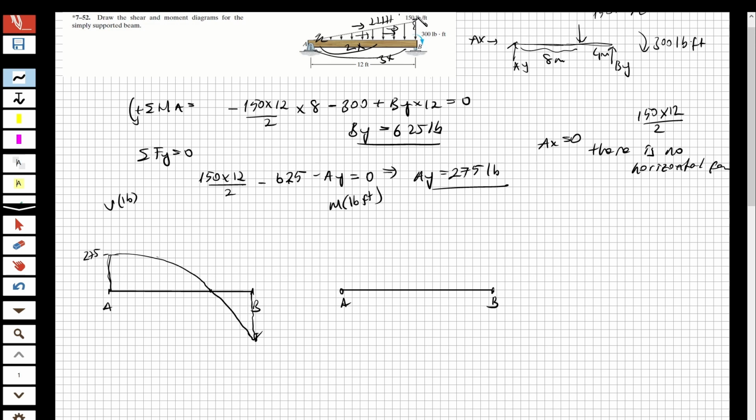Look at here, much more, and then it's going to reach this point, and this point is 625. Now we have the shear diagram, but we need to determine that point. And the moment diagram is going to be something like that.